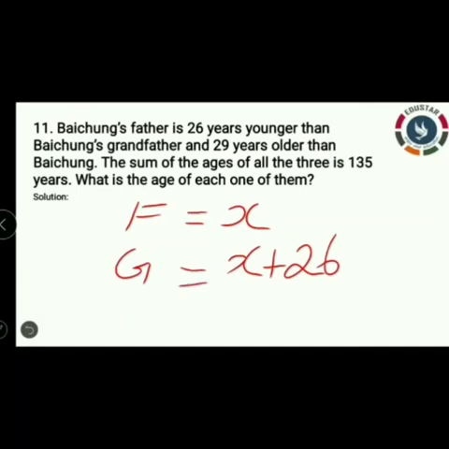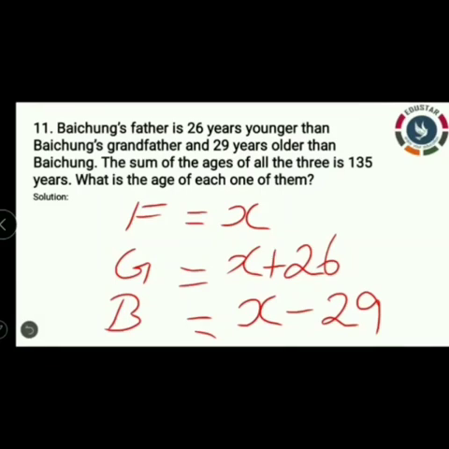29 years older than Baijung. So, what is the age of Baijung? Baijung's age and Baijung's father's age. Here, there is a 29 years difference, so we subtract from Baijung's father's age. So, x minus 29. Now, we found each person's age. Using this, we are going to add.